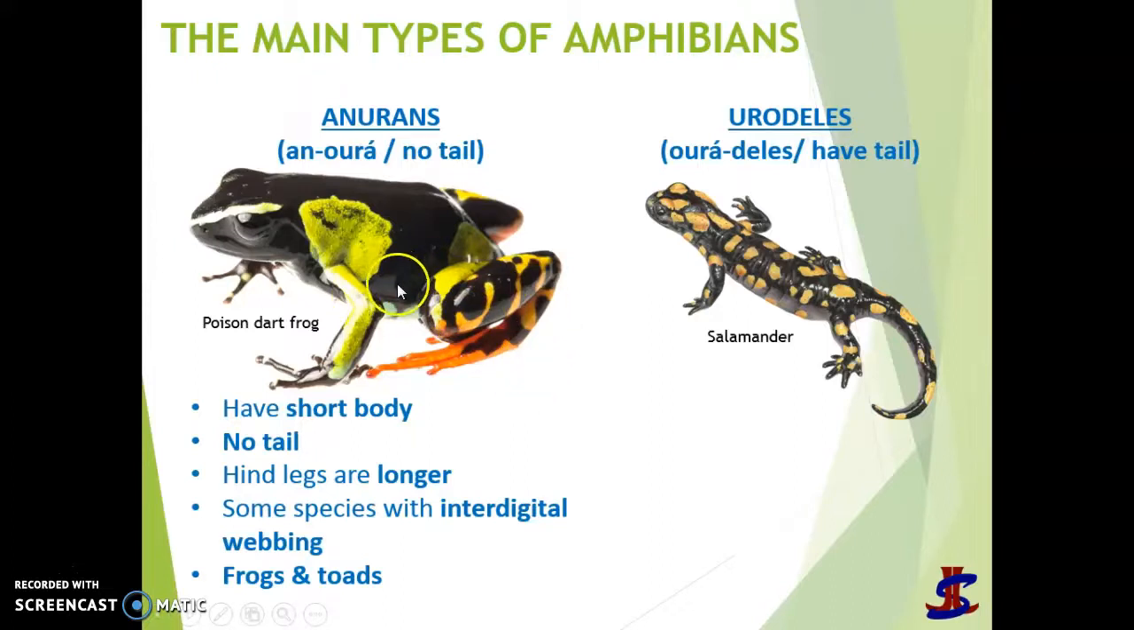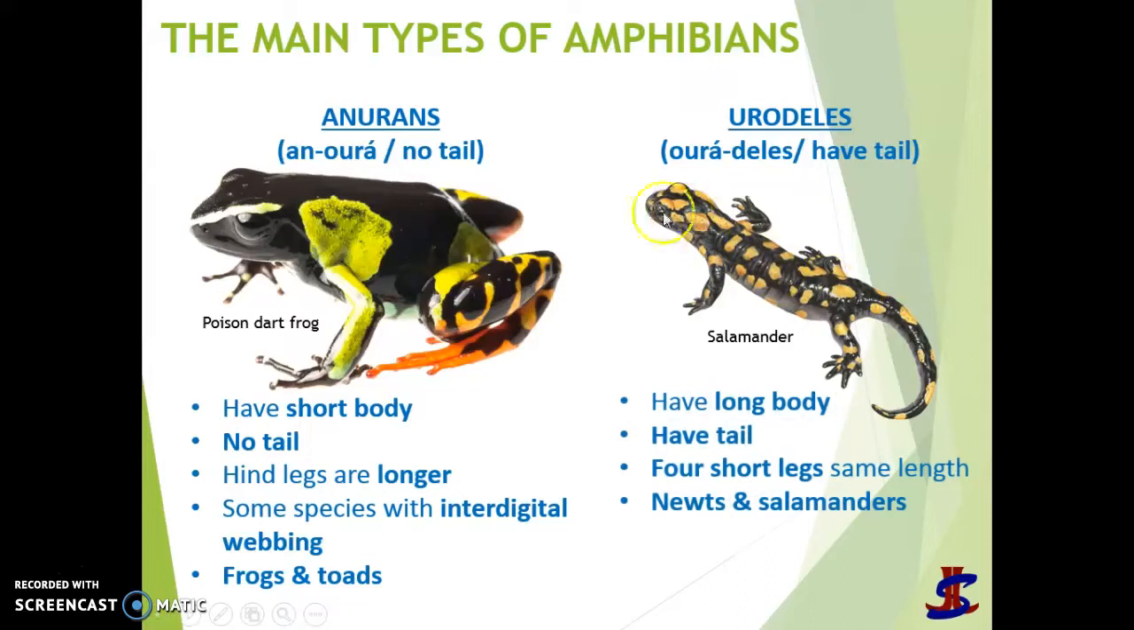They are different species. On the other side, urodeles have a long body. They have a tail. They have 4 legs of a similar length. And in this case, the two main kinds of urodeles are newts, tritones, and salamanders. Okay, frogs and toads, ranas y sapos.